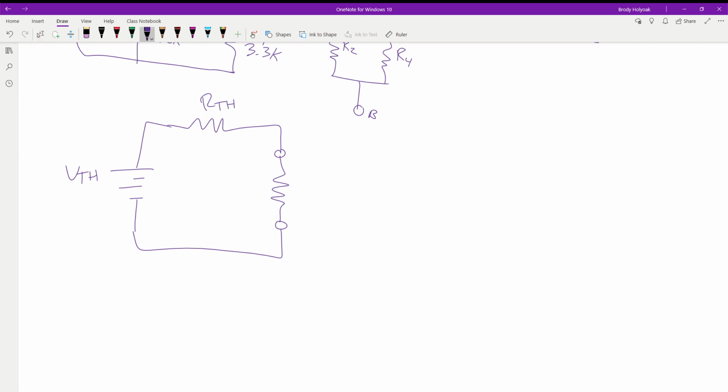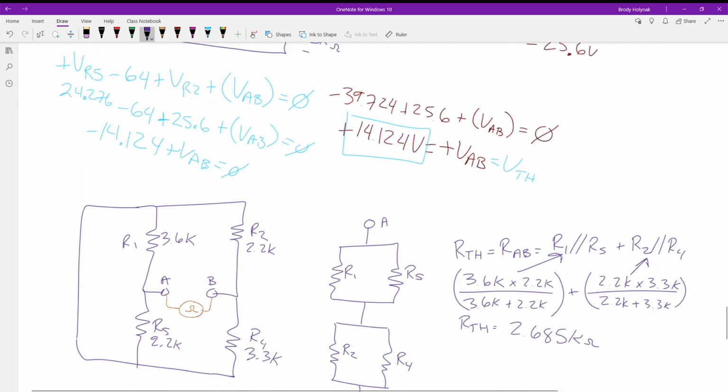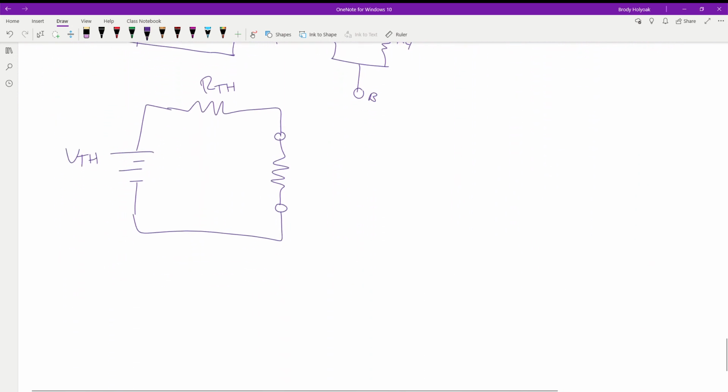All right, so we come back here. We had a 5.1K resistor. So we're going to put this guy back in there. 5.1 kilo ohms. This was R3. Our R Thevenin was 2.686K. And V Thevenin was 14.124 volts.